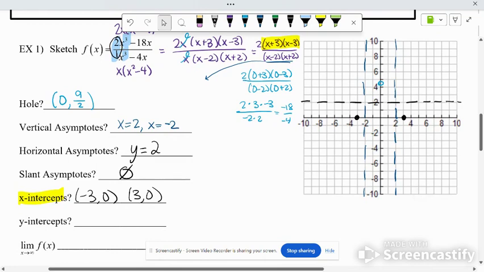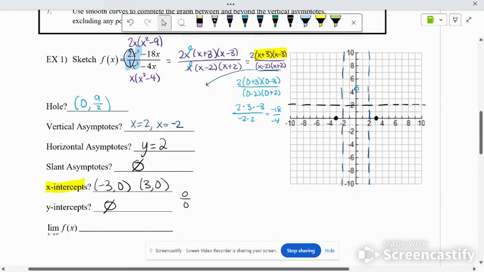My y-intercept, normally I would plug in 0 to find this, but if you go back to the original one, you would get 0 over 0. And if you look at the hole, the x-coordinate of the hole is 0, which means we're not actually going to cross the y-axis with an actual point. We have a hole there instead.